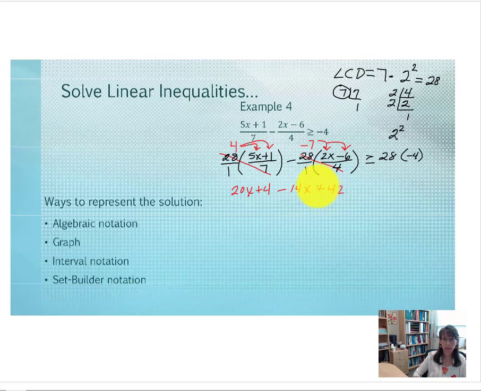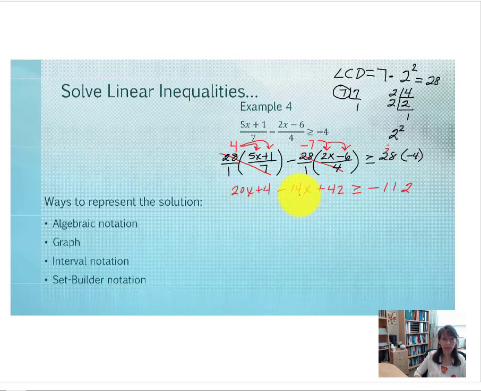And that's typically where the mistake occurs. So do be careful with that negative 7. And that would be greater or equal to 28 times negative 4. So I know I'm going to have a negative product here. So 8 times 4 makes 32. And 4 times 2 is 8, 9, 10, 11. So negative 112.